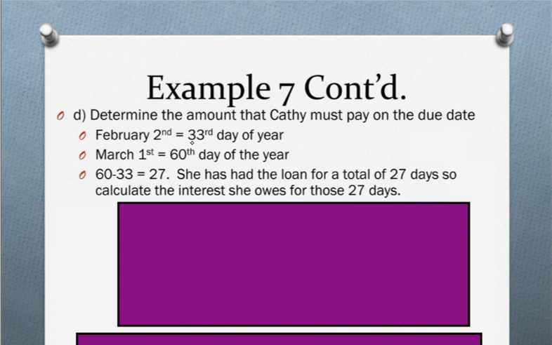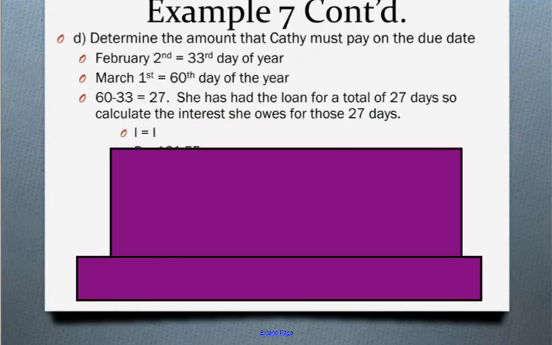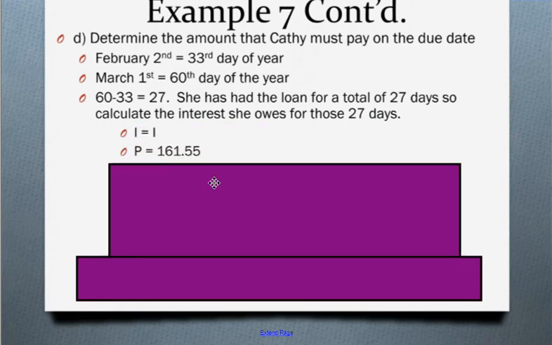February 2nd is the 33rd day. March 1st is the 60th day. That's 27 days later. So 27 days later, she comes back in. They say, well, let's calculate how much interest you have. Interest we don't know. Your principal was only $161.55. That's how much money you still owe to us.